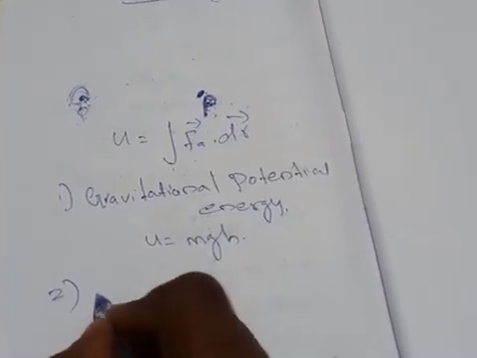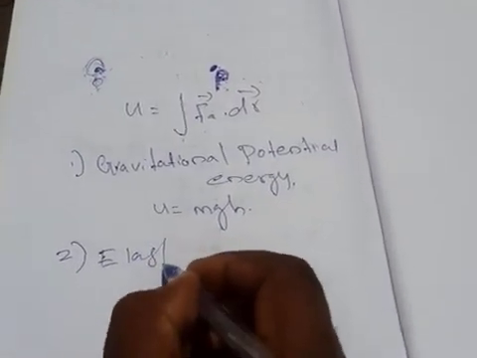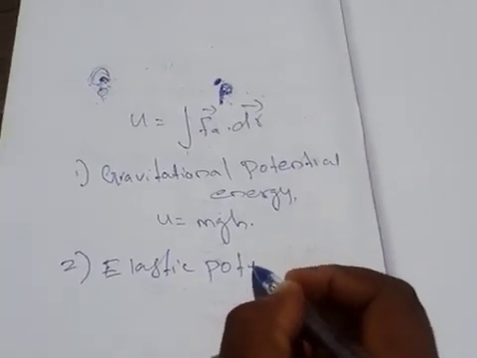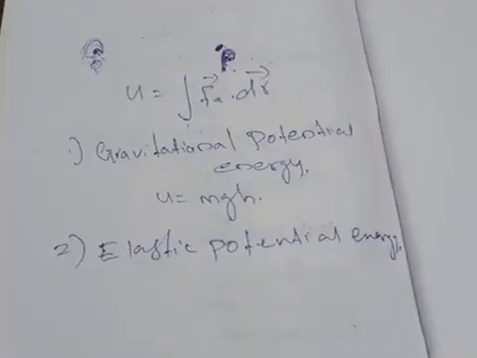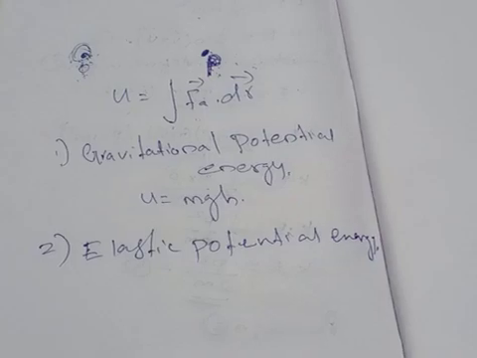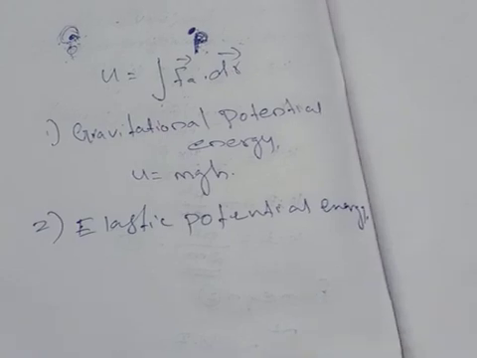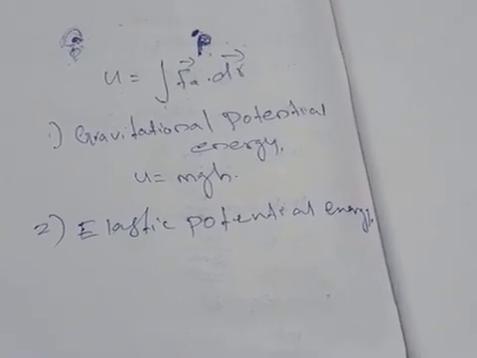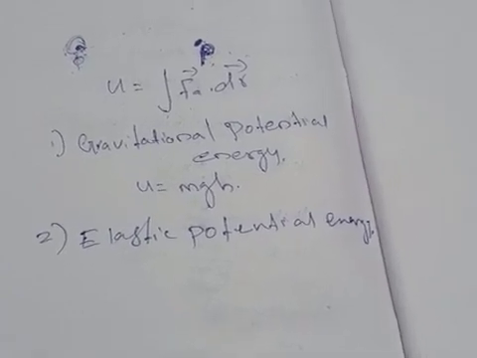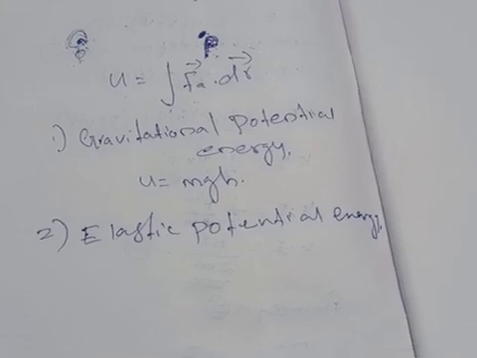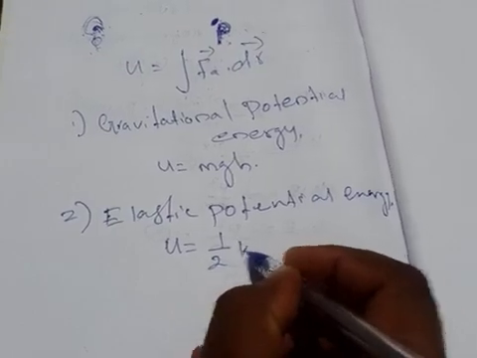And the second type of energy is elastic potential energy. What is elastic potential energy? If you take a spring and stretch or compress that spring, it possesses elastic potential energy. So the energy due to spring force and other similar forces gives rise to elastic potential energy, and we use the equation U is equal to half kx square.